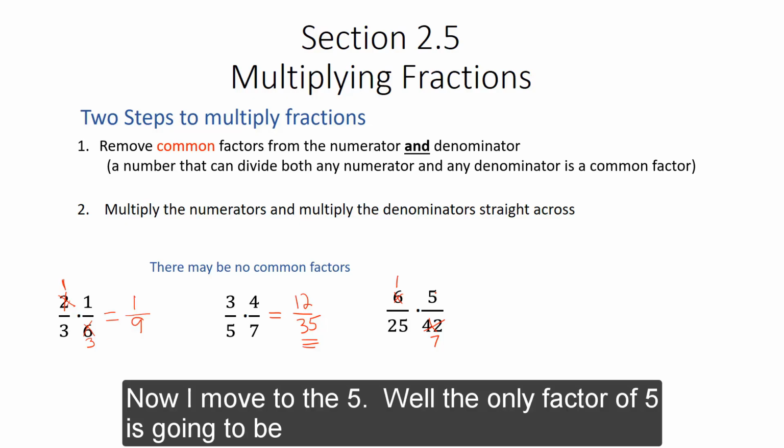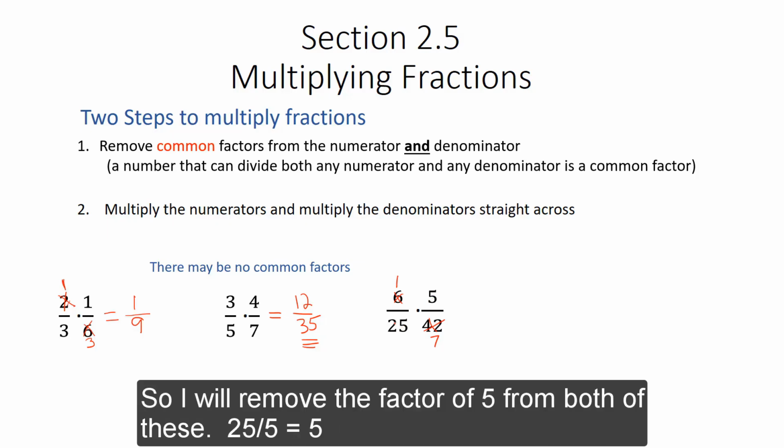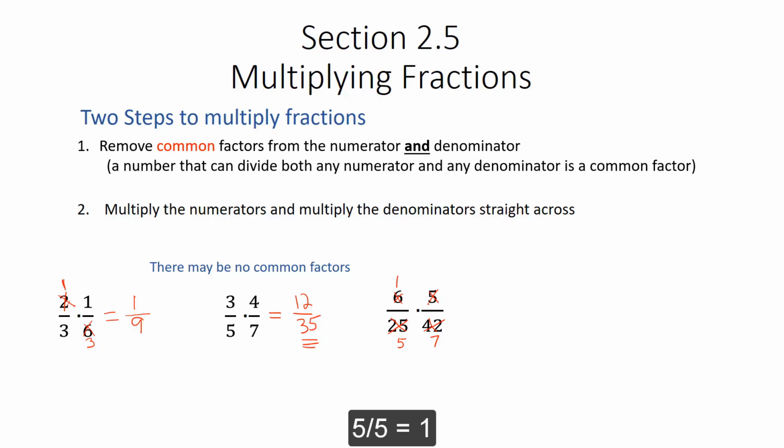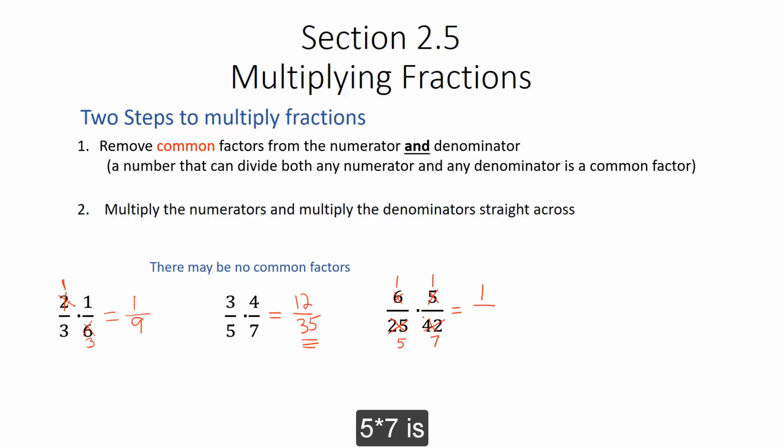Now I move to the 5. Well, the only factor of 5 is going to be 5. Of course, 25 can be divided by 5. So I will remove the factor of 5 from both of these. 25 divided by 5 is 5, and 5 divided by 5 is 1. I now can multiply the new numerators and the new denominators. 1 times 1 is 1. 5 times 7 is 35.